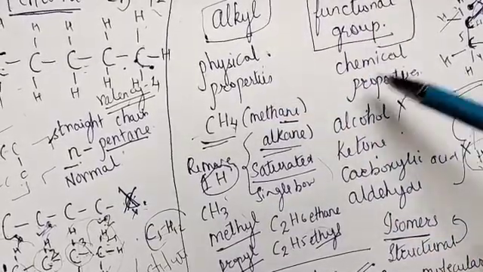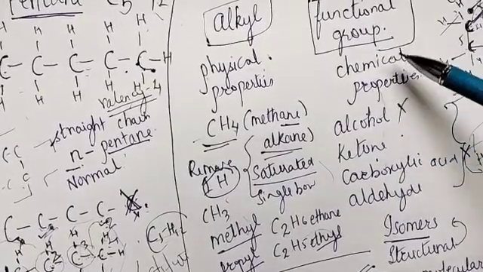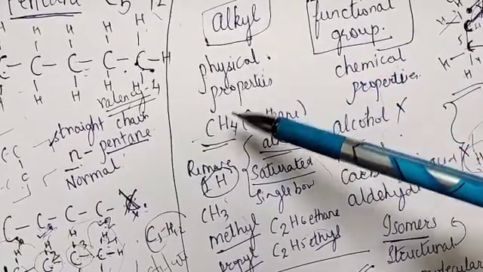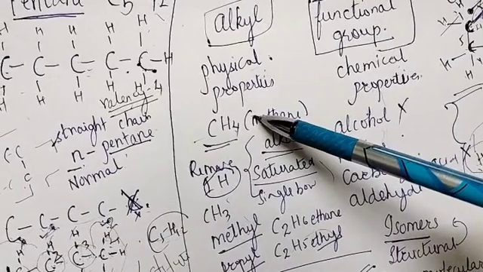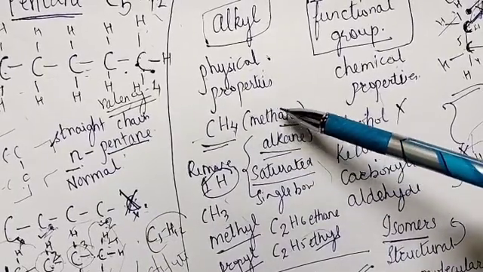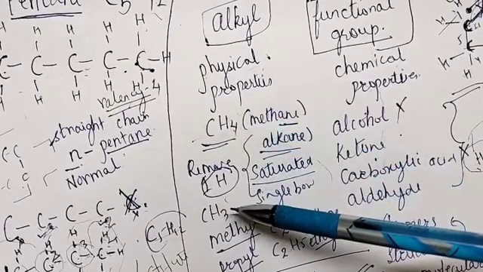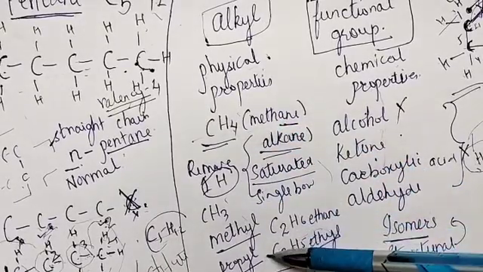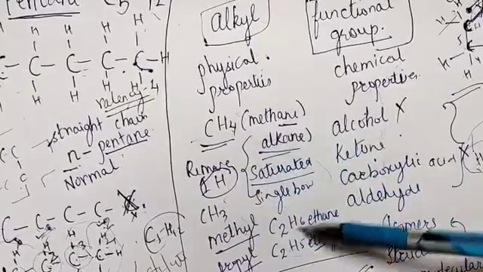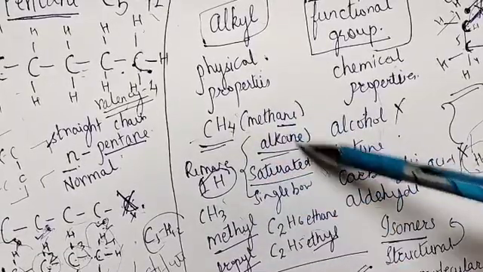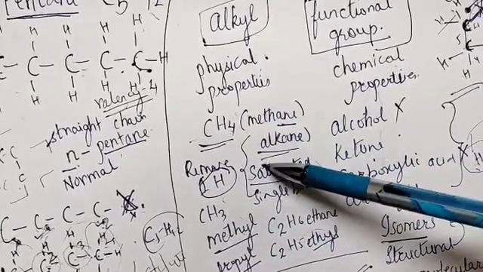So functional groups are all of these list. They decide the chemical property, whereas alkyl group, they are always one hydrogen less from the main type. If it is methane, it will become methyl. Instead of CH4, it will become CH3, like that ethyl, like that propyl, butyl, and so on. So this is always taken from the saturated hydrocarbon.